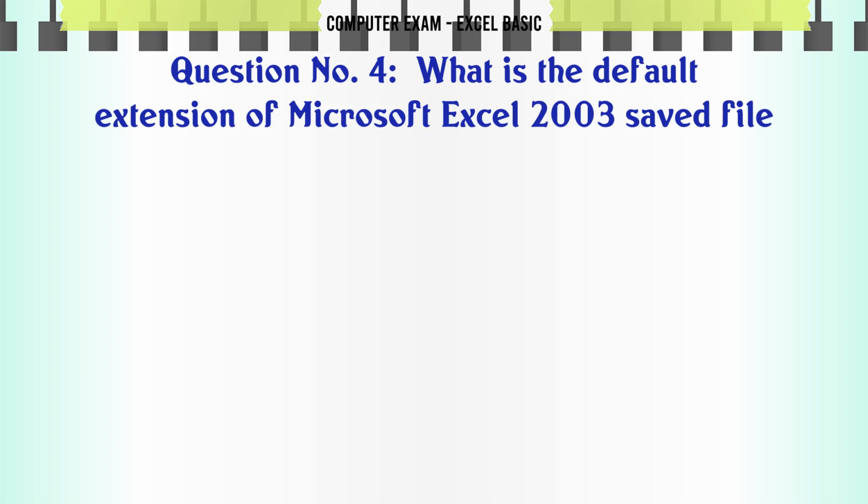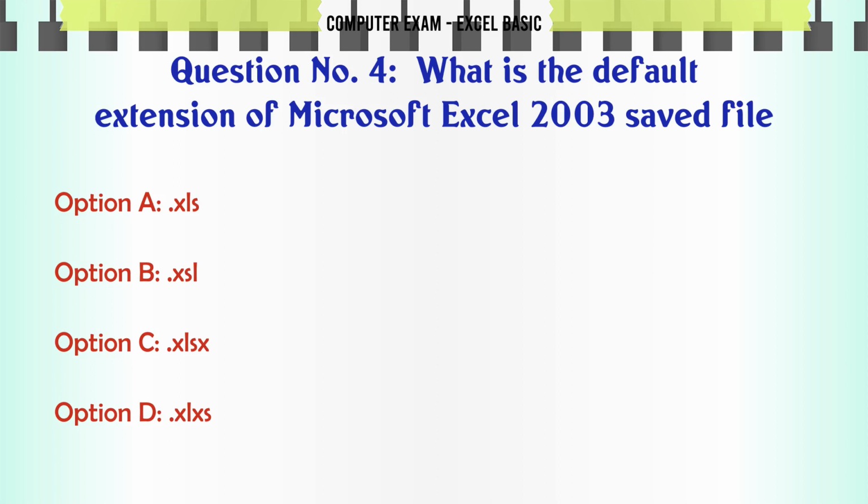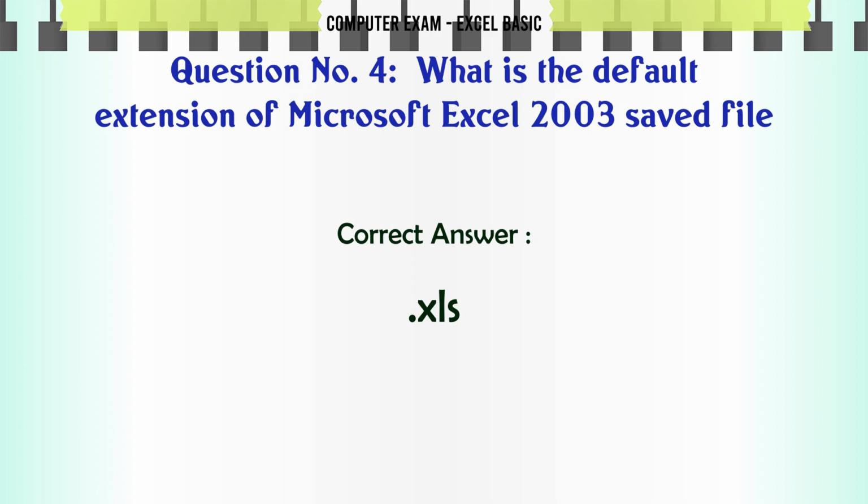What is the default extension of a Microsoft Excel 2003 saved file? A. .xls, B. .xsl, C. .xlsx, D. .xlxs. The correct answer is .xls.